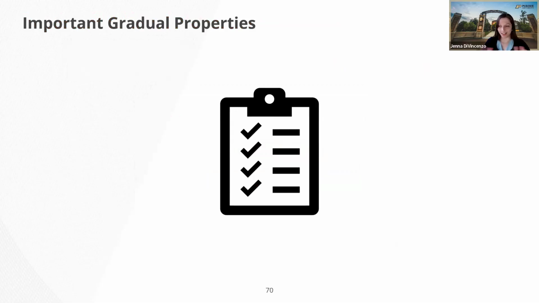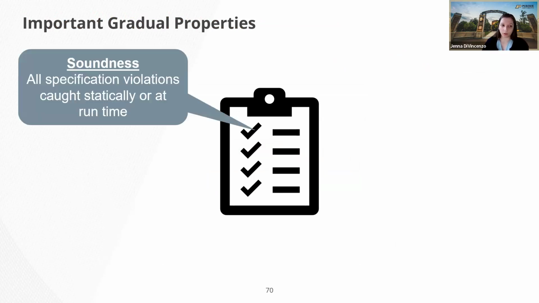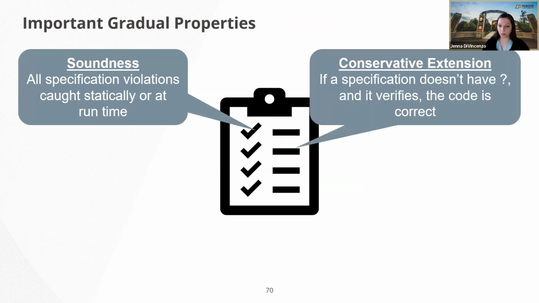And really quickly, just because it kind of ends this part of the talk, now that we know how gradual verification works at a detailed level and a high level, we can talk about some of the properties that our gradual verification technologies provably adhere to. The first one is soundness. All specification violations will be caught either statically or at runtime. Our construction of our verification system actually leads to what's called a conservative extension. It means if you leave all question marks out of your program and have full static specifications, you're going to get full static verification.